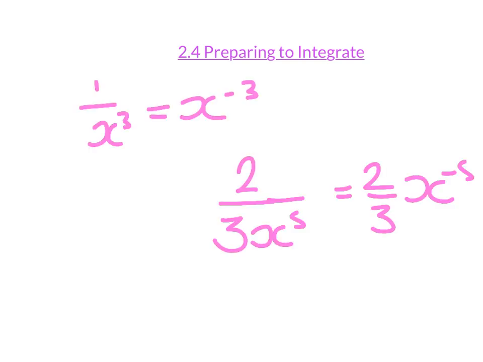Today we're looking at preparing to integrate, and we've got to consider the same things that we did when we were differentiating. So for example, we're going to use index rules to move any x's from underneath a fraction. Remembering that it's only the x that's going to move. So 2 over 3x to the 5 is the same as 2/3 x to the negative 5.